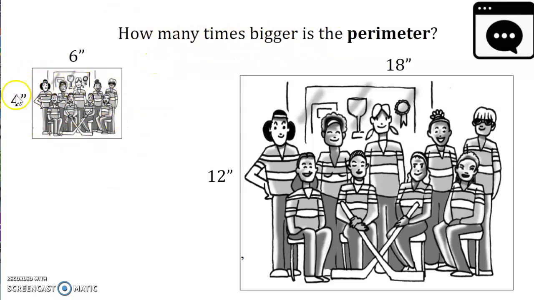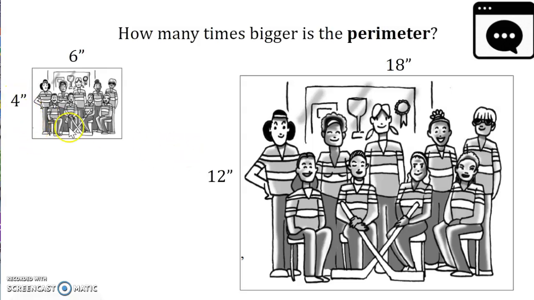Okay, so the original was 4 by 6. What was the perimeter? In this case, 4 plus 6 is 10. This will be 4 and 6 again, so 10 plus 10 is 20 inches. What about this? 12 plus 18 is going to be 30, and 30 and 30 is going to be 60. So it went from 20 to 60. So the perimeter actually tripled.